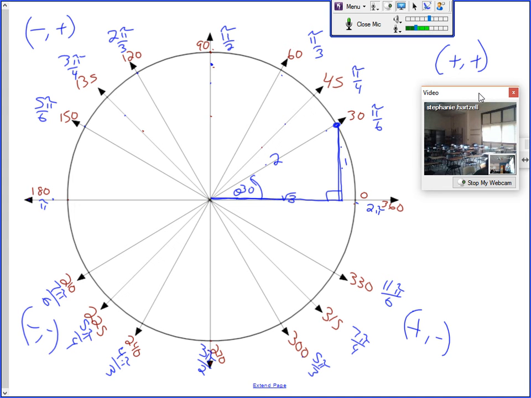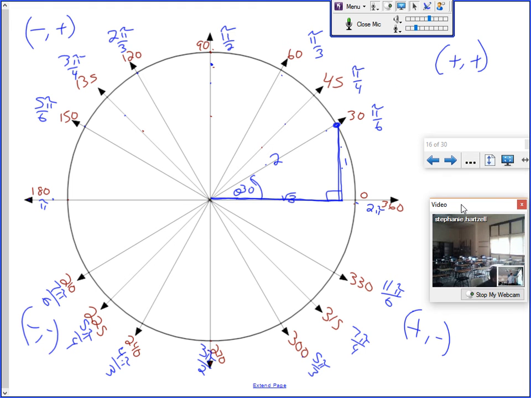Well, if I want to get root 3 over 2, that's my x coordinate there. What comes first in the alphabet, cosine or sine? Cosine. What comes first in the alphabet, x or y? Cosine relates to your x values. Sine relates to your y values for your ordered pairs, for your trig functions upon the unit circle.